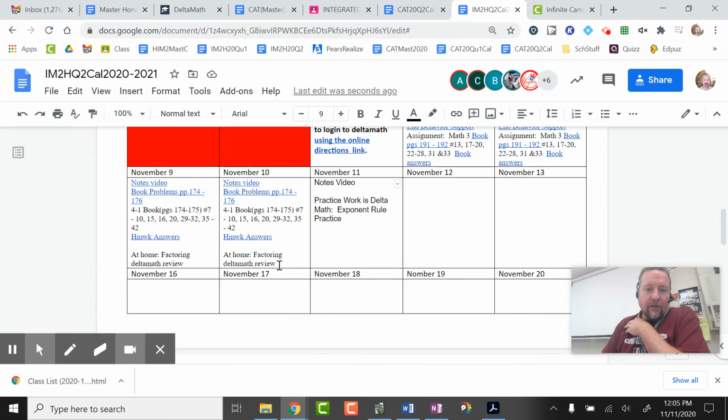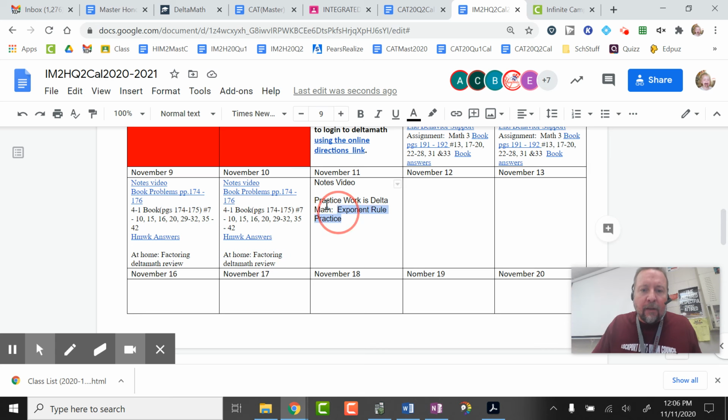We did a factoring Delta review, and those that know how to factor shouldn't have taken too long. Those that don't, you figure it out. We're going to be factoring off and on all the way through probably till May. It's a skill, so we decided that's what you should do on this day.